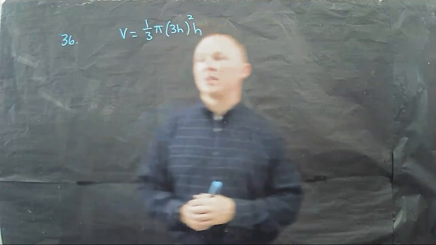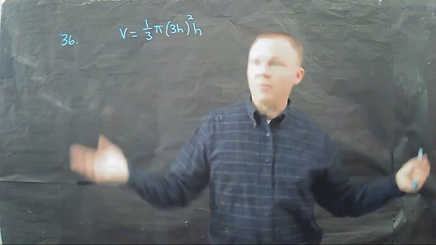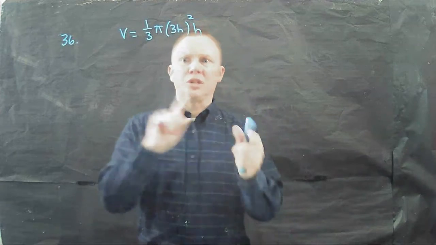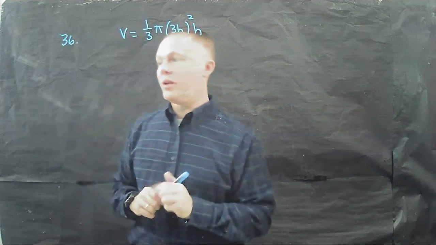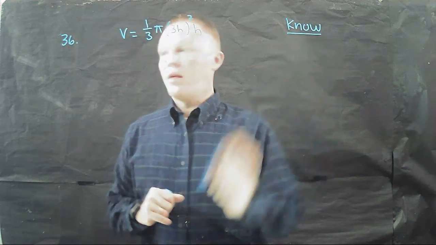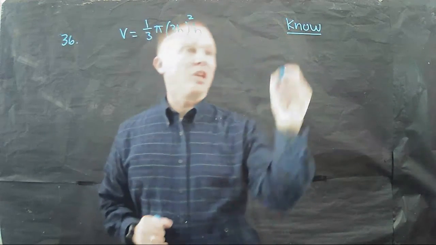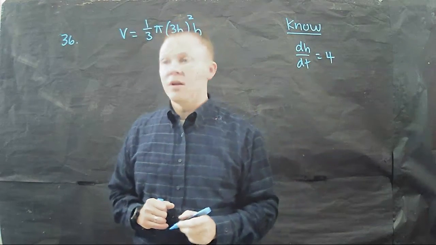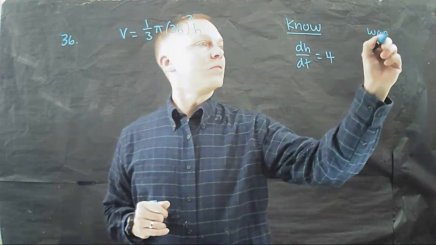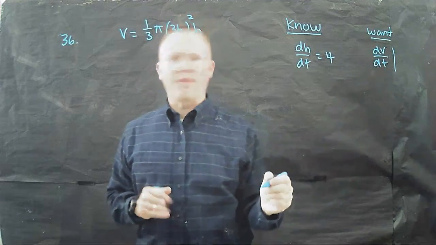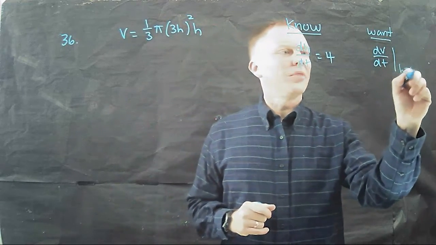Okay, so here's problem 36. Problem 36 is just an extension of 35. They just change it up. It's the same pile, same cone. They're just giving you different rates out of the gate. I think they're switching which rate they're giving you and asking you to solve for the other one. So in 36, now they're telling you that the height of the pile is changing at a rate of 4. So we know dh/dt equals 4. And we want dV/dt. When do we want it? I think it's actually at the same instant, when h equals 5.